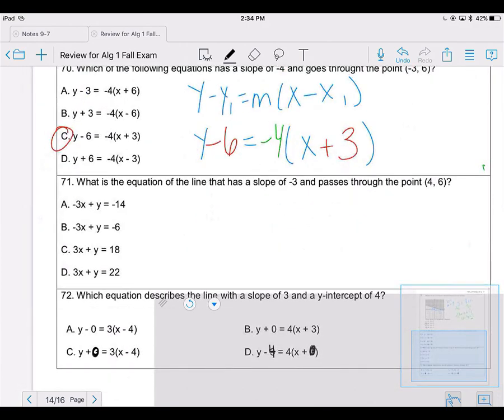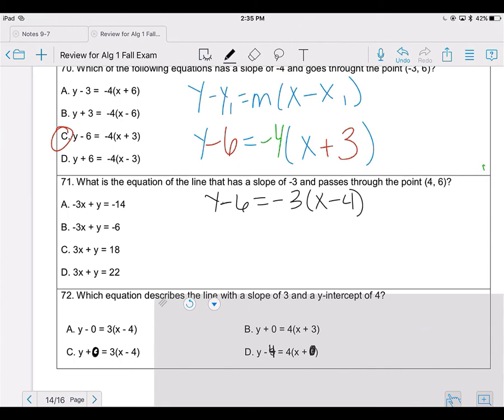Problem 71 is asking us what has a slope of -3 and passes through the point (4, 6). So I'm going to plug into point-slope form because I have a point and a slope. I plug in x1 and y1. X is 4, so it becomes the opposite. Y is 6, so it becomes the opposite. My slope stays the same.